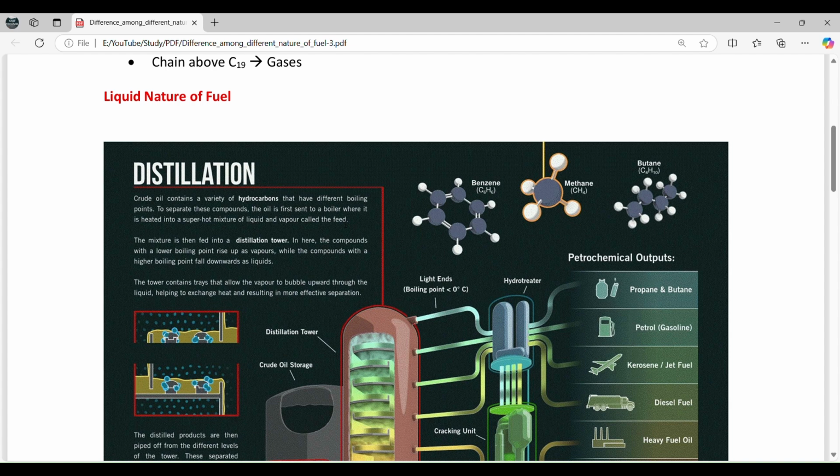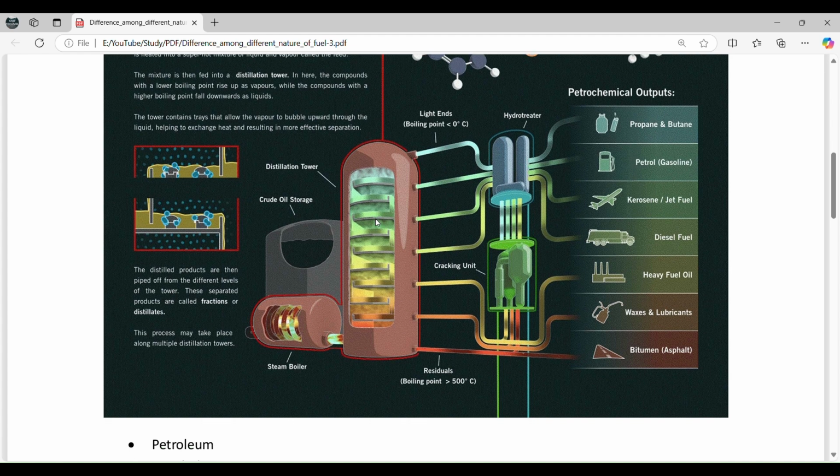Next, the mixture is fed into a distillation tower. Here, the compounds with lower boiling points rise up as vapors, while the compounds with higher boiling points fall down as liquid. Here we can see the distillation tower. From here, based on their boiling points, we will get these petrochemical outputs. We call this fractional distillation because the distillated products are piped off from the different levels of the tower. These separated products are called the fractions or the distillates.